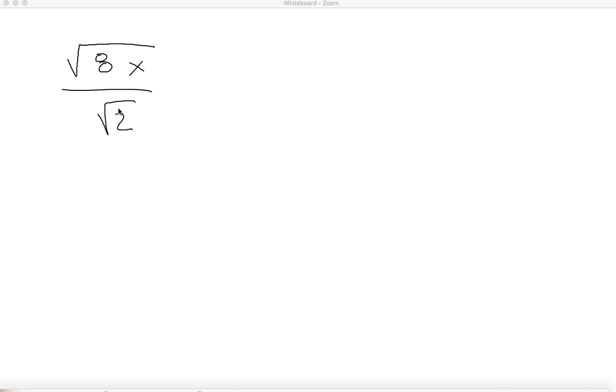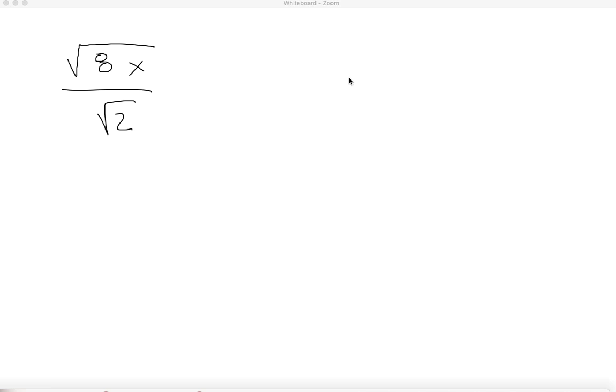Okay, so for this one, we are trying to simplify, and what makes this not simplified is that we have a radical in the denominator. And anytime we run into that, we have to use some technique. We'll see a couple of them in this chapter on how to take care of those.